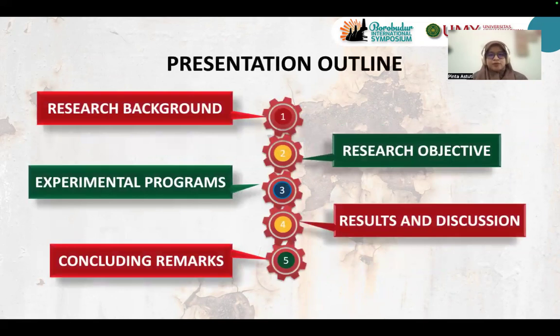The presentation will be divided into 5 parts. The first part is research background, then research objective, experimental program, result and discussion, and the last part is concluding remarks.